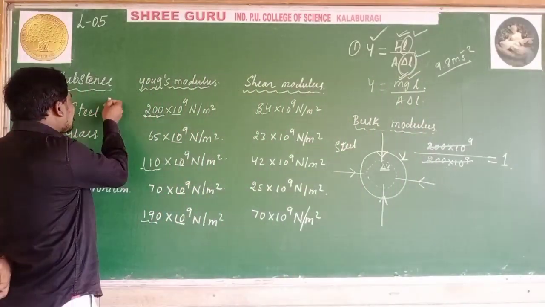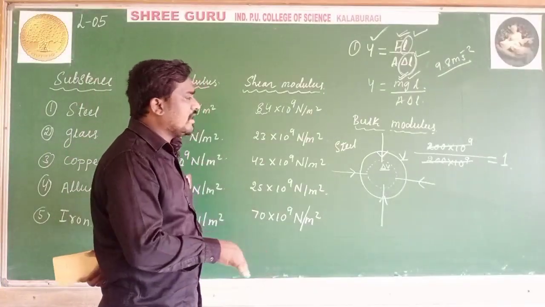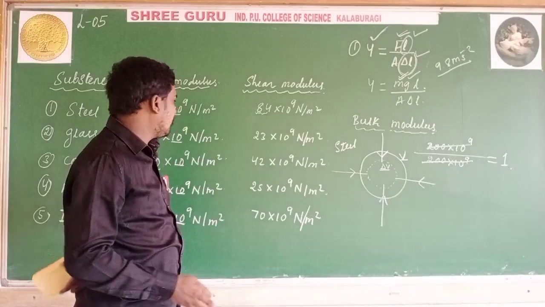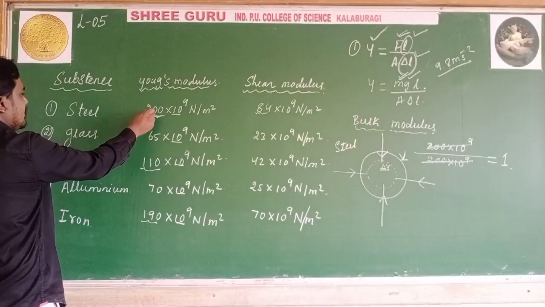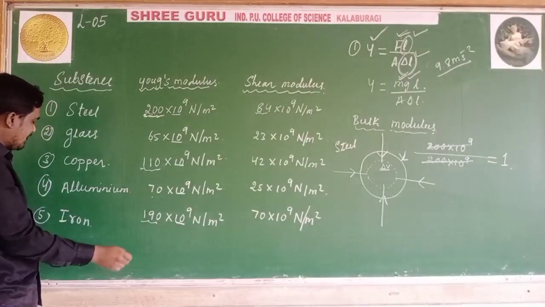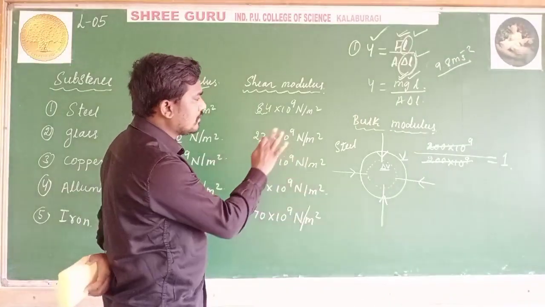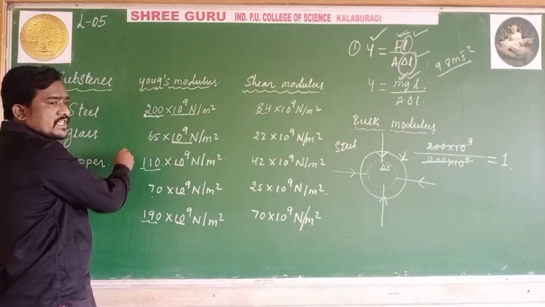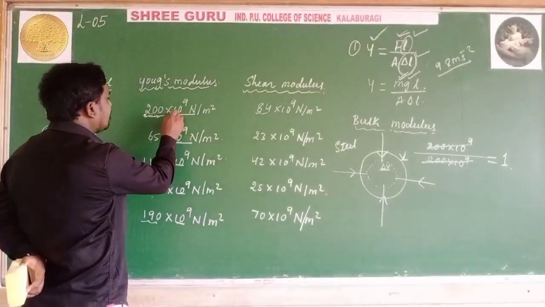That's why we can't see the bulk modulus of different substances given as standard values. We can use for bulk modulus also the steel value 200, glass 65, copper 110, aluminium 70 and iron 190. Some books mention standard values for bulk modulus also, but the powers are the same, only the fractional values change. That is their comfort, choosing the values in the form of different powers.